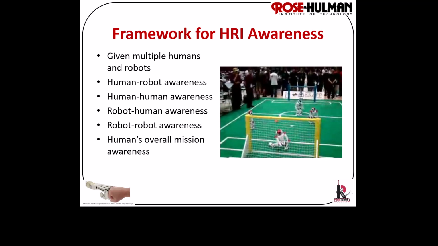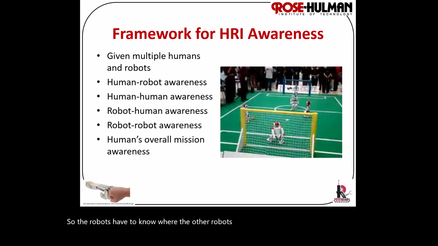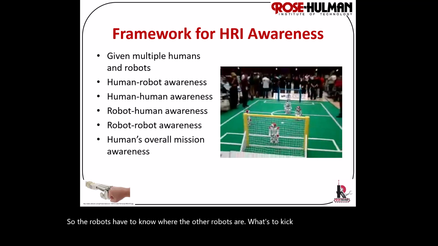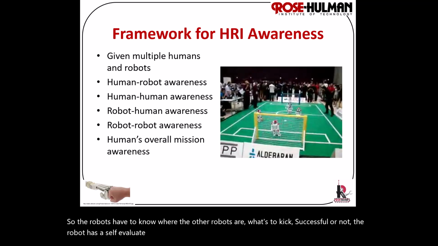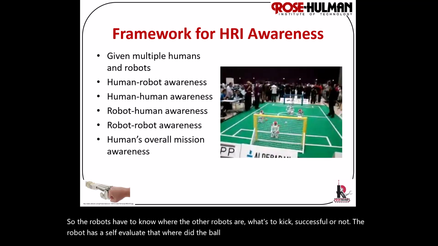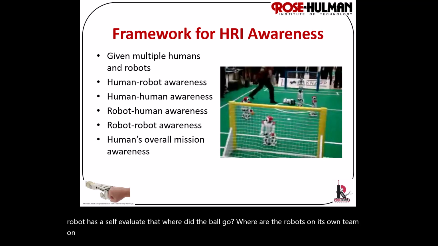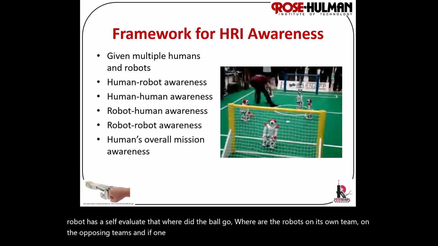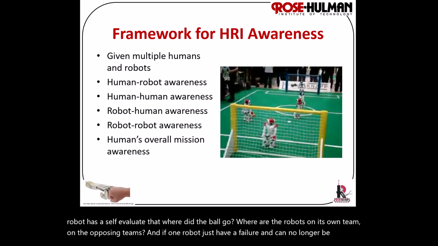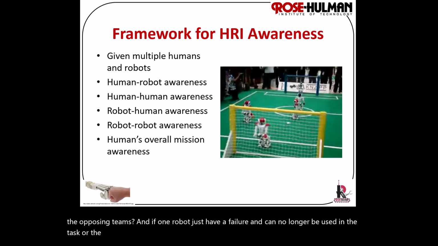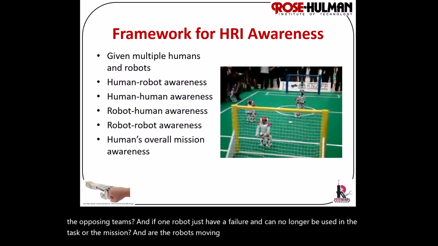So the robots have to know where the other robots are. Was the kick successful or not? The robot has to self-evaluate that. Where did the ball go? Where are the robots on its own team, on the opposing teams? And did one robot just have a failure and can no longer be used in the task or the mission? And are the robots moving into a different position that the robot now has to be aware of?